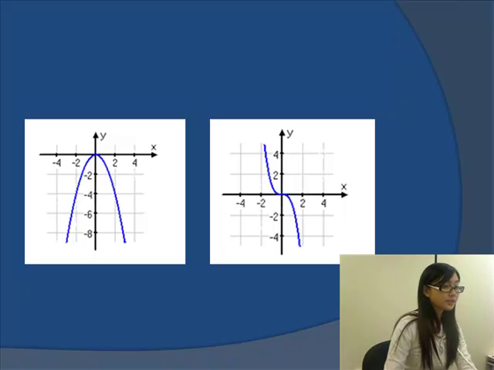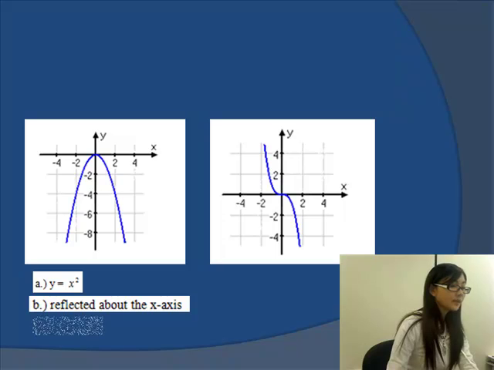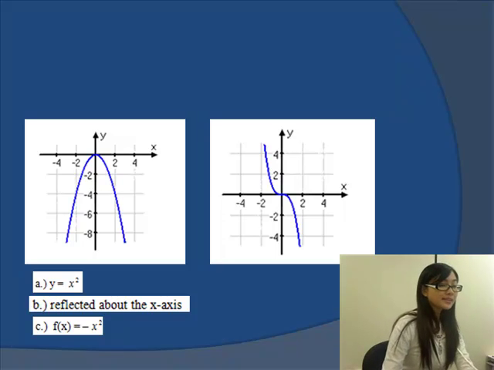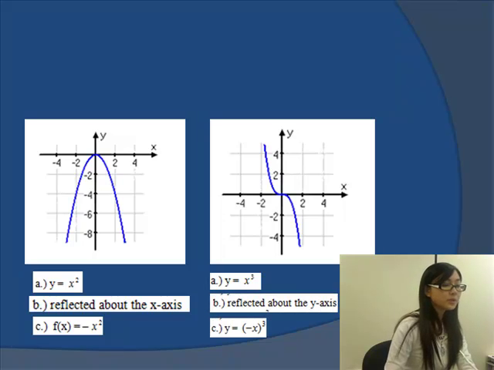Here we have 2 more functions, in which the first one we can clearly see is y equals x squared, but it was reflected upon the x-axis. Therefore, the final equation is f of x equals negative x squared. The graph on the right side, we can clearly see it is y equals x cubed, but it was reflected upon the y-axis this time. So the final equation will be y equals (negative x) cubed.